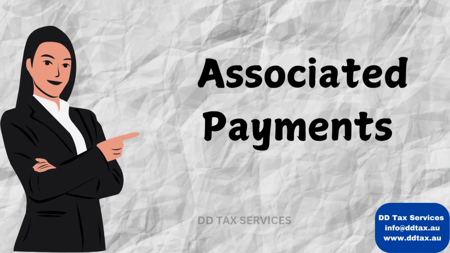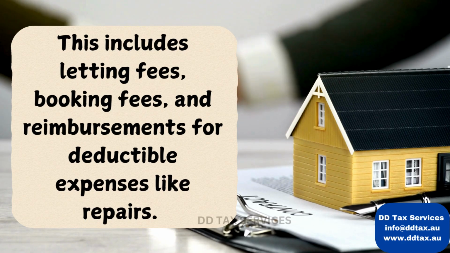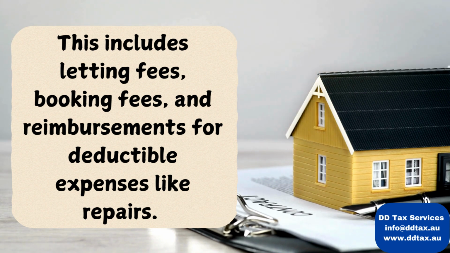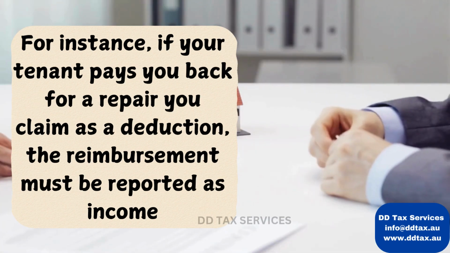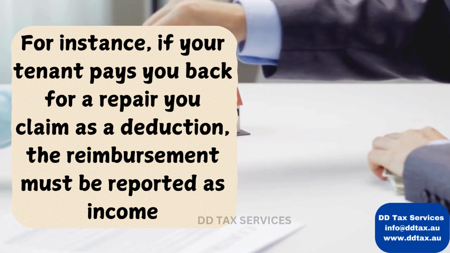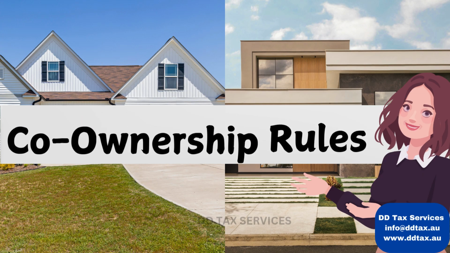Associated payments are any amounts you receive as part of the regular ongoing activities of renting out your property. This includes letting fees, booking fees, and reimbursements for deductible expenses like repairs. For instance, if your tenant pays you back for a repair you claim as a deduction, the reimbursement must be reported as income.